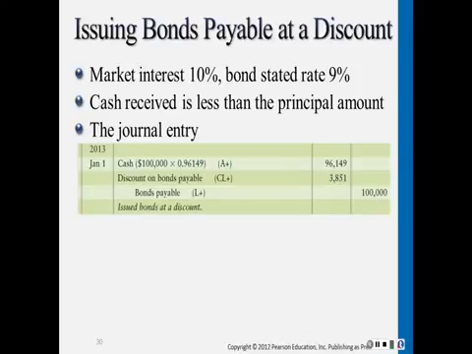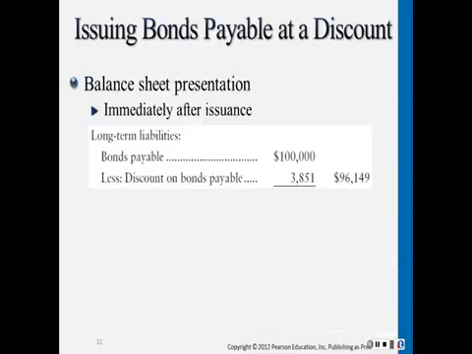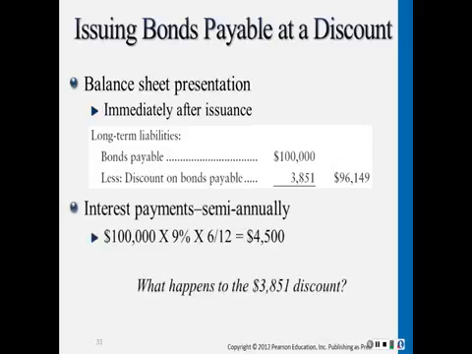Debit cash for the amount received and credit bonds payable for the maturity value of the bond. The difference of $3,851 is the discount and has its own account. Discount on bonds payable is a contra account to bonds payable. Bonds payable minus the discount gives the carrying amount of the bonds, known as carrying value. The balance sheet presents the carrying value of the bonds. It displays the maturity value of the bonds, less any bond discount, to arrive at the carrying value.